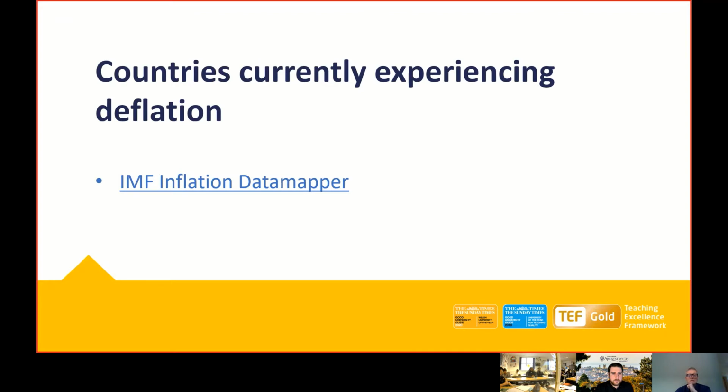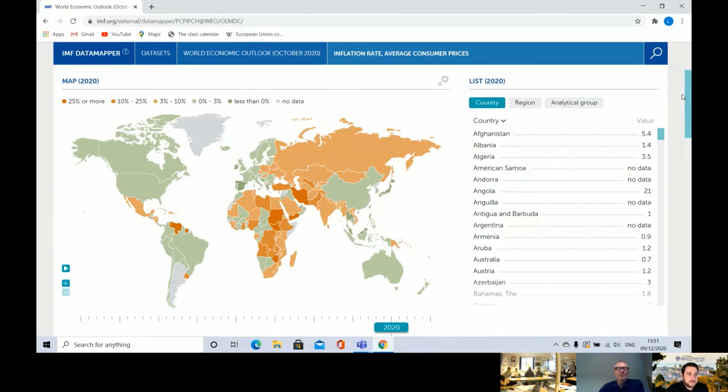Okay, so let's have a look at some of the countries currently experiencing deflation. I hope this will still share with you, so let's give it a go. We can now see the International Monetary Fund data mapper for inflation. And if we look around the world, we've got different sets of figures. For the UK, it reads United Kingdom 0.8. I think the most recent figures are 0.7. I think the IMF's figures are more of an average across the year.